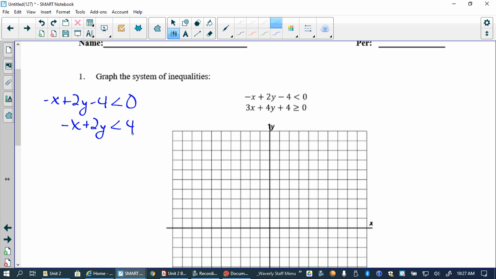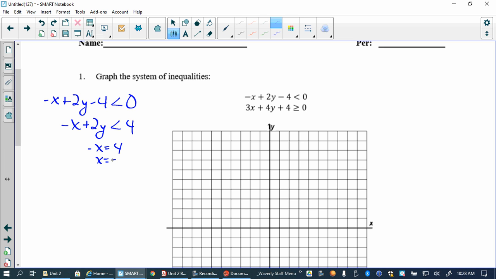What do I put in for y? And what's left? Negative x equals 4. Is that the x-intercept? No, it is not. You have to divide by negative 1, so x equals negative 4. That's my x-intercept. Let's find the y-intercept. Put a 0 in for x. What's left? 2y equals 4, so the y-intercept equals 2.